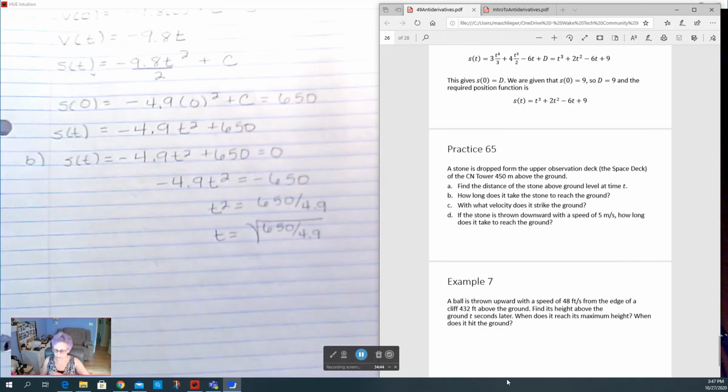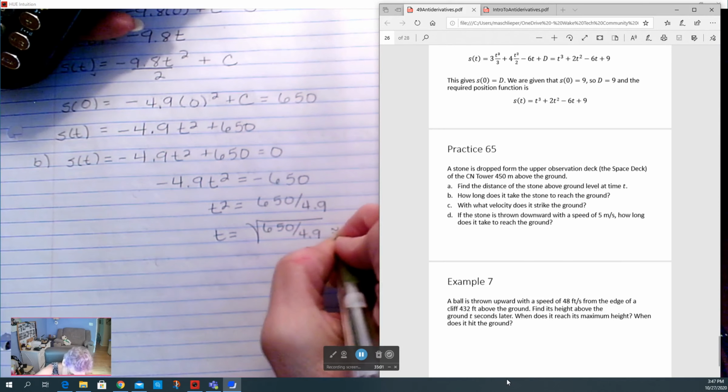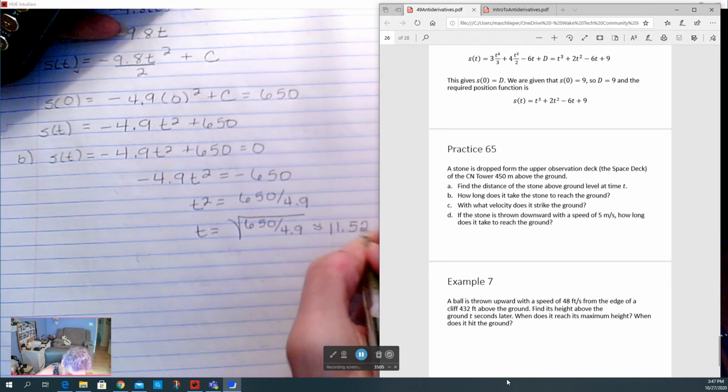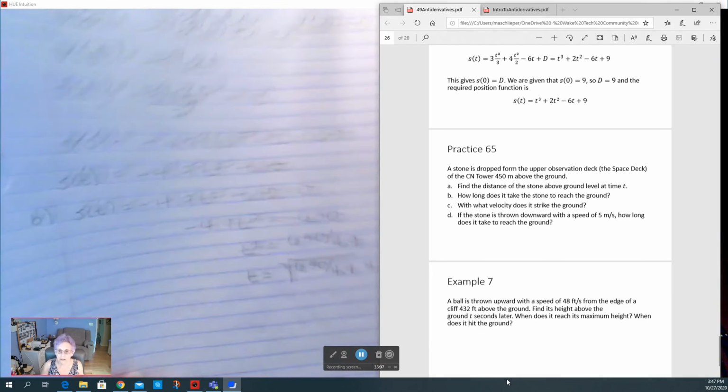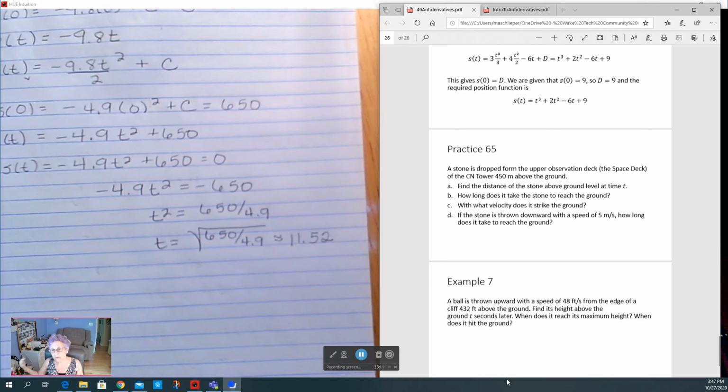Let's plug that in the old calculator and get a real life number out, because I have no idea how long it takes to get 650 divided by 4.9 under a square root seconds. 11.52 seconds. Now I know how long it takes to hit the ground.